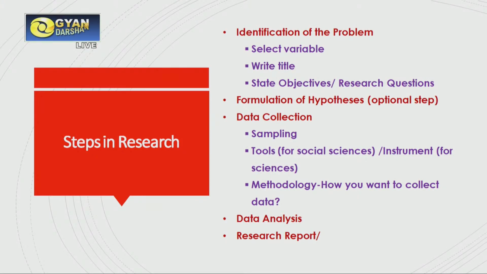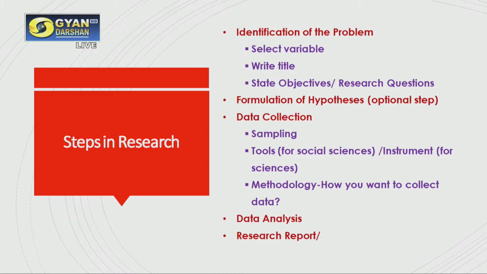Now see, as I said, it is going to be very systematic. How it starts, we will have a problem first. That is what you are seeing, identifying the problem, which is nothing but the area in which we are going to work. In other words, you will select variables. For example, if it is about online learning, online learning is going to be one of the variables in your study.